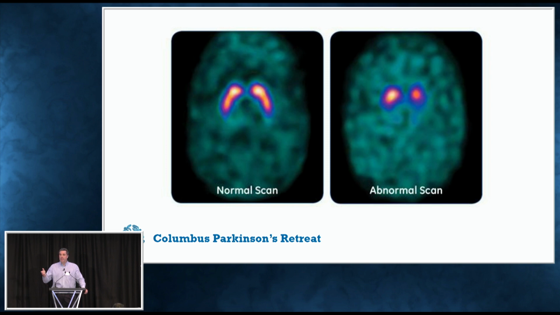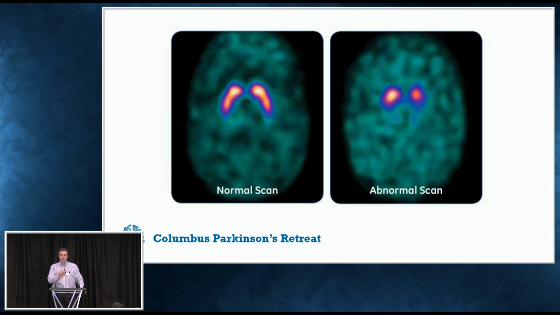is a normal scan. It's called a bi-comma. You can see commas there. On the right side is an abnormal scan. So this person has lost a large number of those dopamine fingertips, so to speak. So, even I as a neurologist can look at this scan and see that there's been loss of dopamine cells.